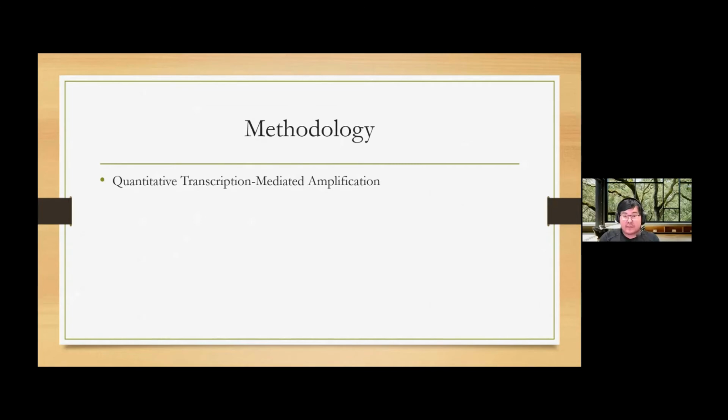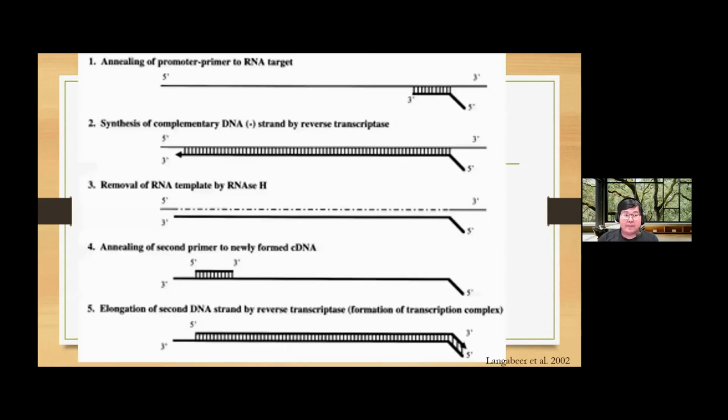It's basically like PCR. So what happens is that we have the RNA virus right here, the RNA target, and we attach a promoter primer to it, and we synthesize a complementary strand of DNA via reverse transcriptase. And then we can remove the RNA template, add a second primer to our DNA, and then elongate that strand to create a complementary pair to the other strand that we created using reverse transcriptase. So now we have turned our RNA target into a strand of DNA.